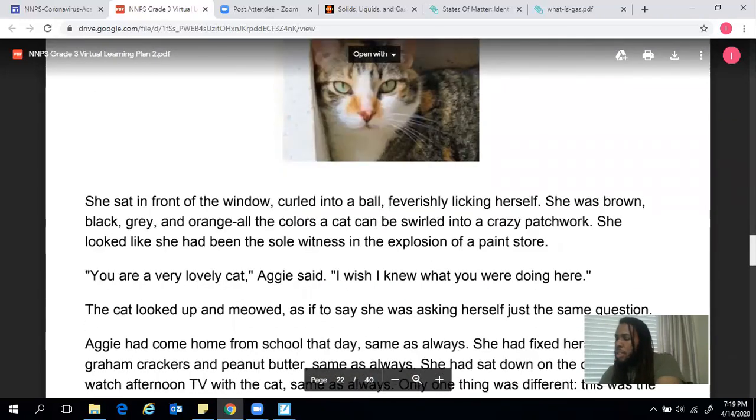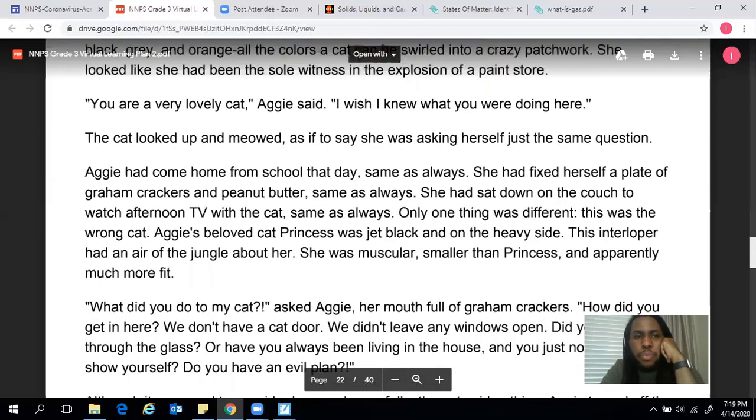All right, perfect. She sat in the front window, curled into a ball, feverishly licking herself. She was brown, black, gray, and orange, all the colors a cat can be swirled into a crazy patchwork. She looked like she had been the sole witness in the explosion of a paint store. "You are a very lovely cat," Aggie said. "I wish I knew what you were doing here." The cat looked up and meowed, as if to say she was asking herself just the same question.